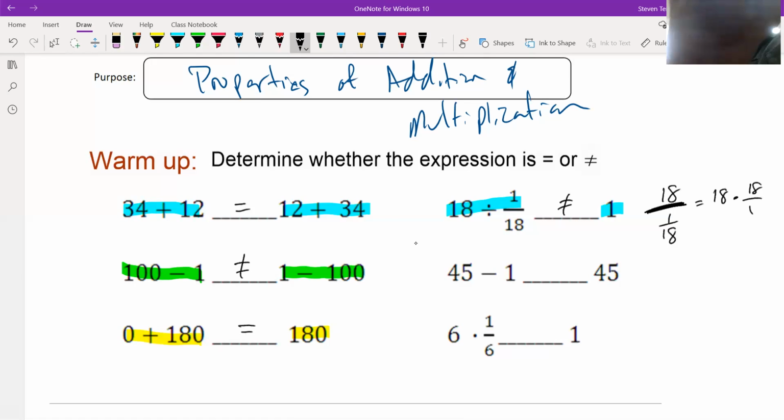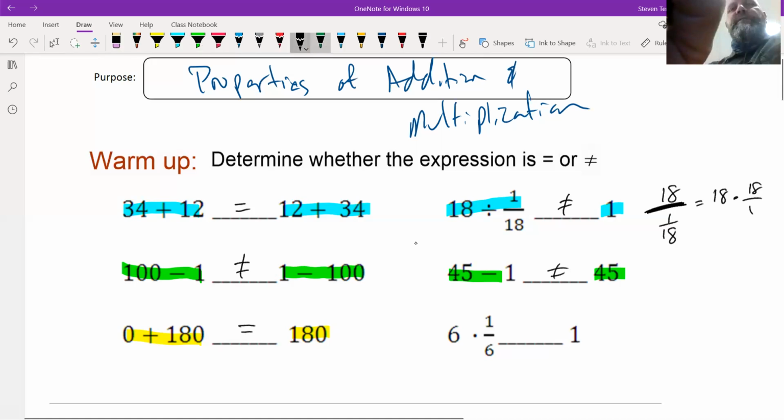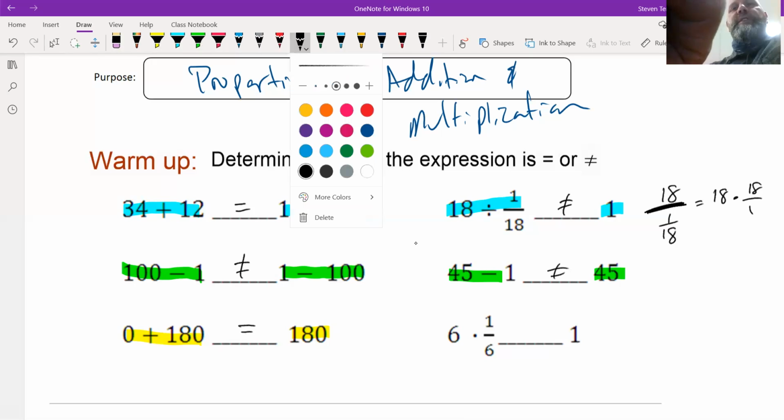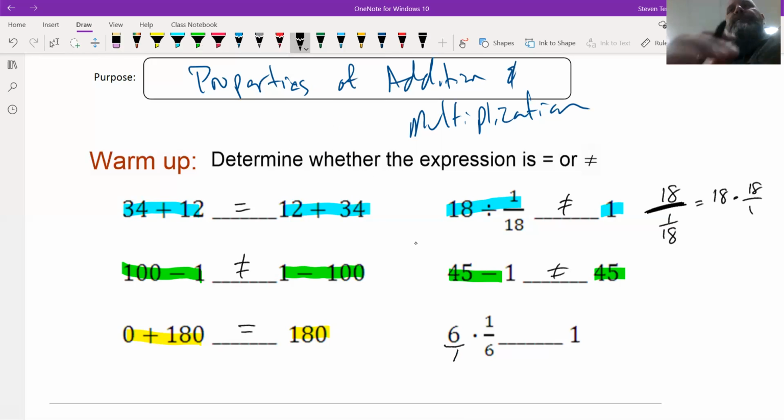All right, down from this one, 45 minus 1 equals, no, that doesn't make any sense. That's not going to be the same. And then 6 times 1/6, does that equal 1? Well, if you make 6 into a fraction, and you multiply your fractions, meaning the numerator times the numerator and the denominator times the denominator, you're going to end up with 6 divided by 6. And that does equal 1.